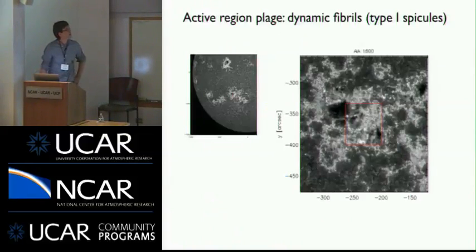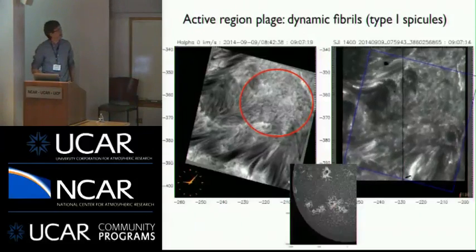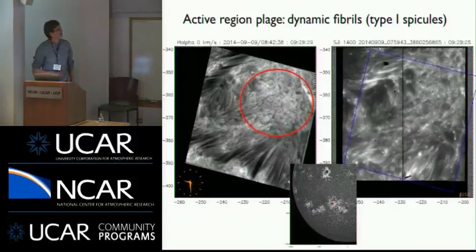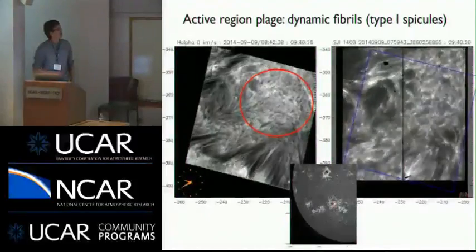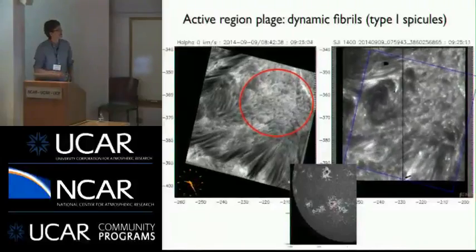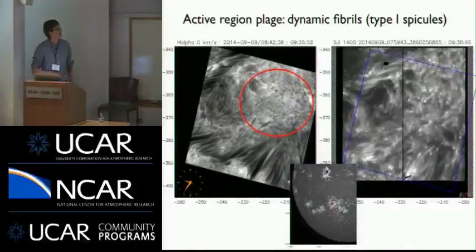So now we go to type 1 spicules, and in particular to the dynamic fibrils that we can observe in active region plage. In this particular observation, we look at an active region in the lower left part of the sun. That's important to note because if we look at the H-alpha line core, you see this region with the fibrils that are moving up and down. And up is now in this direction because the active region is located here.